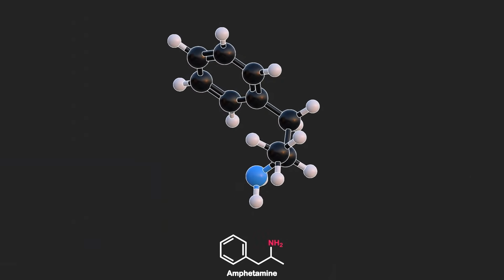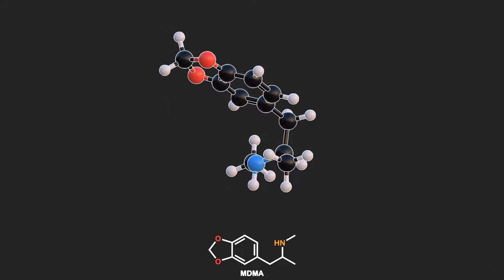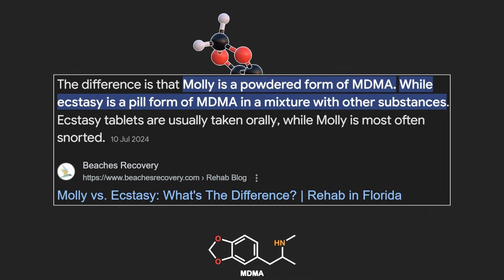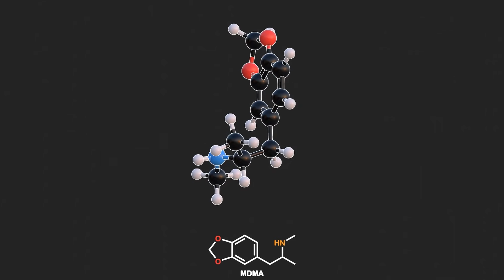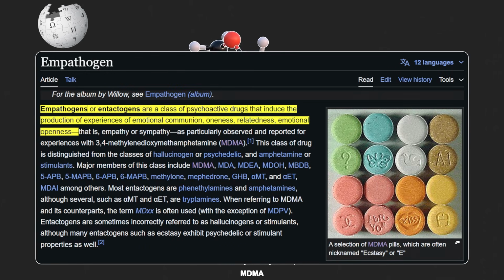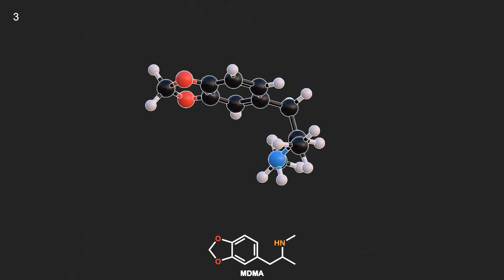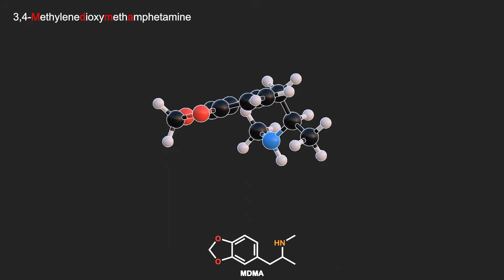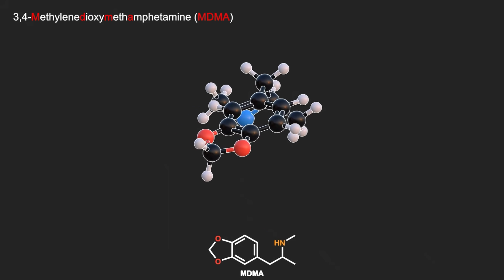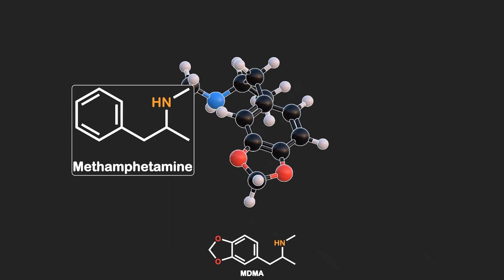Another chemical similar to amphetamine is MDMA, also known as ecstasy or Molly, but sometimes these specific names can refer to specific things depending on what they're cut with. MDMA is a potent empathogen and tactogen with stimulant and minor psychedelic properties. The full name of this drug is 3,4-methylenedioxymethamphetamine, MDMA. It is structurally similar to methamphetamine and mescaline.